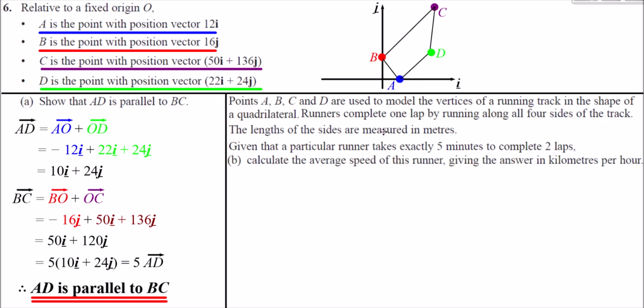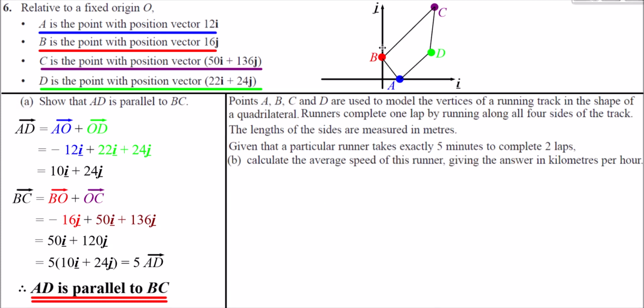The lengths of the sides are measured in metres. A particular runner takes exactly 5 minutes to complete 2 laps. What we need to do is to calculate the average speed of this runner, giving the answer in kilometres per hour. So, to find the speed, what we'll need is a distance travelled.